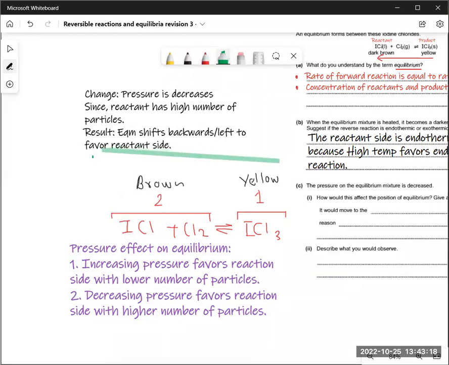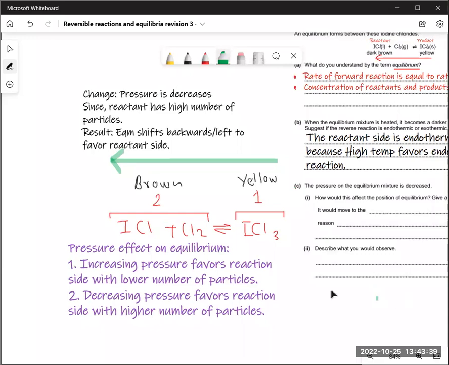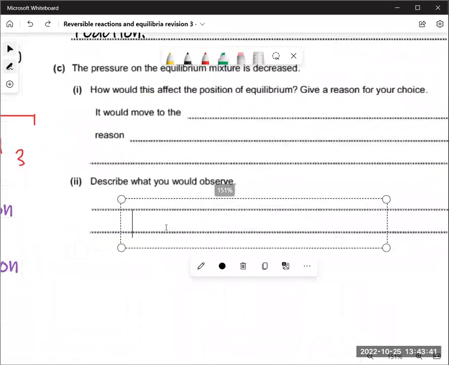Wait, can you repeat the question? The question is, which side is the reaction going? Which side is the equilibrium shifting, forward or backward? Backward. So what more will I get? Will I get more yellow or more brown? Brown. So I'll just write over here, the answer will be more dark brown liquid observed.